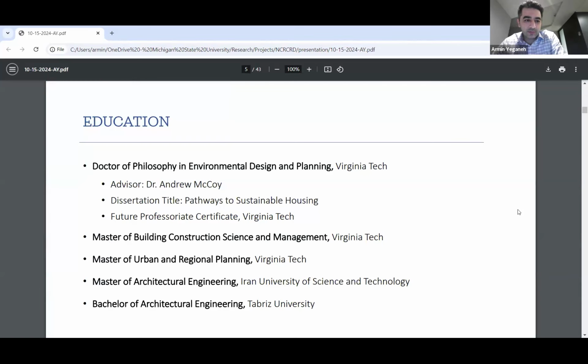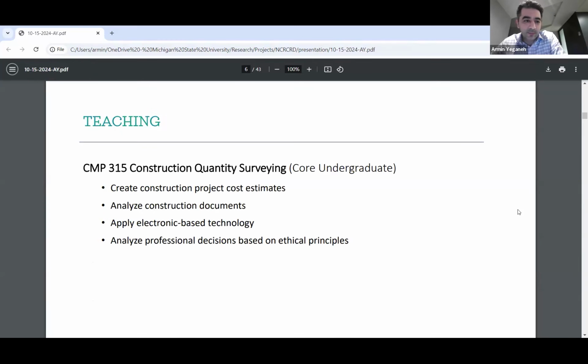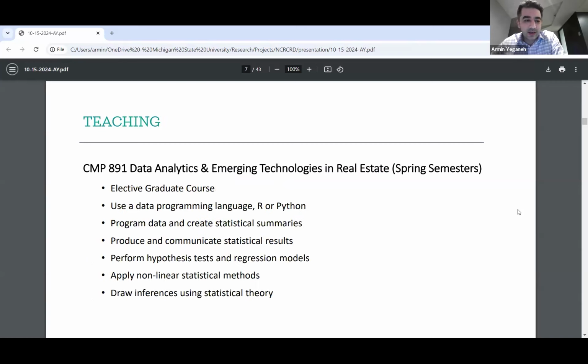So to give you some background about myself, I have a PhD in environmental design and planning from Virginia Tech. I also have master's degrees in building construction science and management, urban and regional planning, and architectural engineering. So at MSU, I teach a course on construction quantity surveying or cost estimating. I also teach data analytics and emerging technologies in real estate, where we work on data programming languages like R and Python.